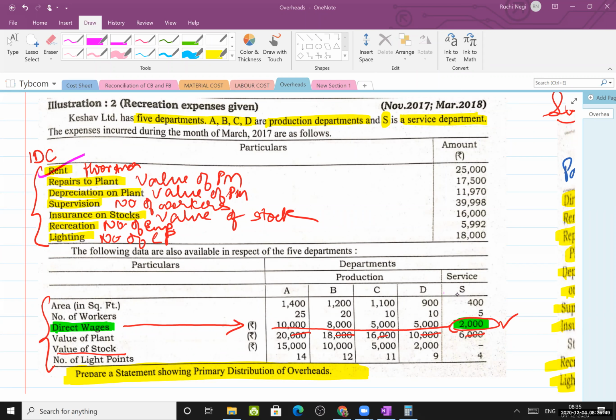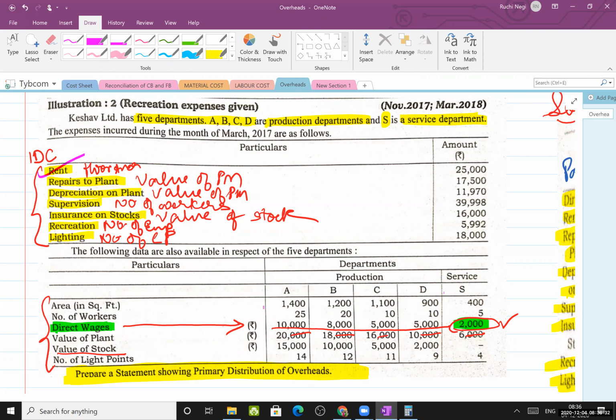Okay. Next, direct wages. Now listen, students, listen carefully. ये जो direct wages है production department का, this will not come in overheads, but ये जो last वाला है 2000 service department का, ये आएगा. ठीक है, this will be a part of overheads. 10,000, 8,000, 5,000, 5,000 will not be a part of overheads because they are direct wages. But the direct wages of service department के लिए, it will become an indirect wage. ठीक है, so that will come in calculation.